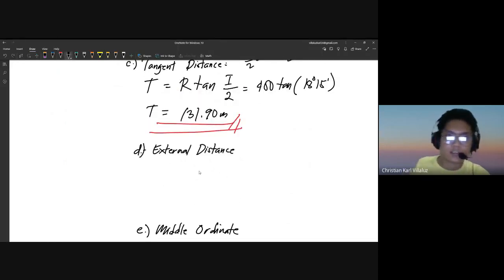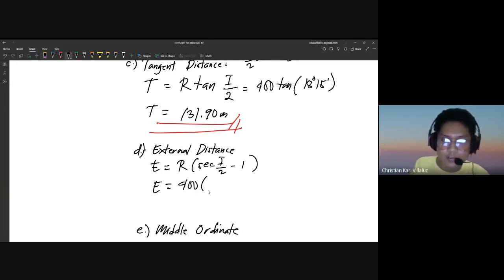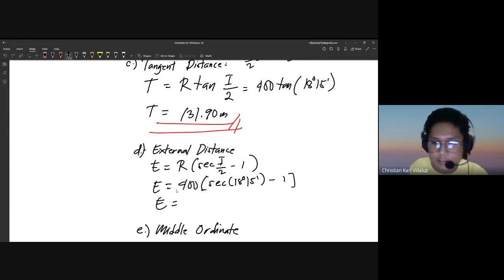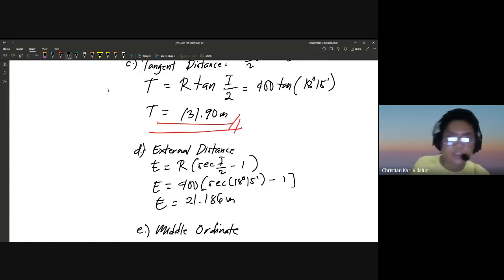External distance. External distance, E is equals to R times secant I over 2 minus 1. So E is equals to 400 times secant of 18 degrees, 15 minutes, minus 1. Okay? Substitute lang natin dun, class. Ang masosolve dyan ay 21.186 meters.